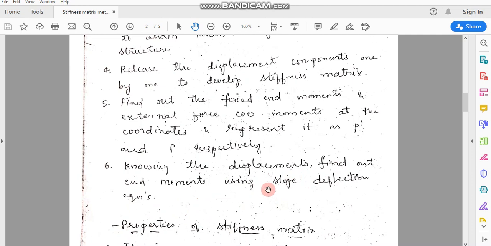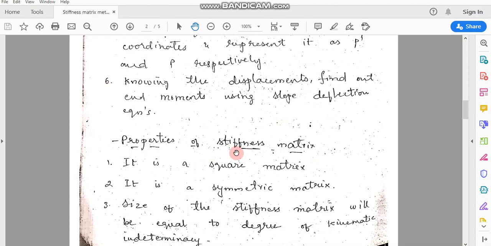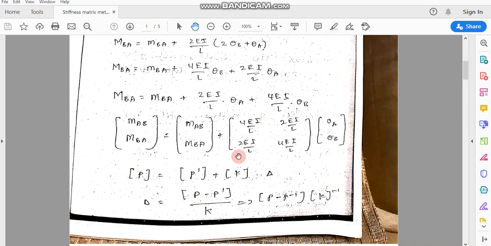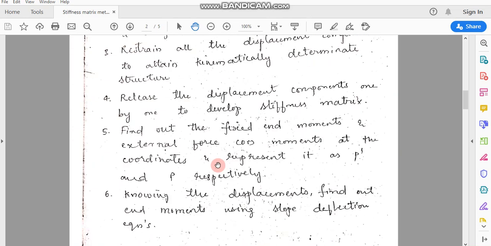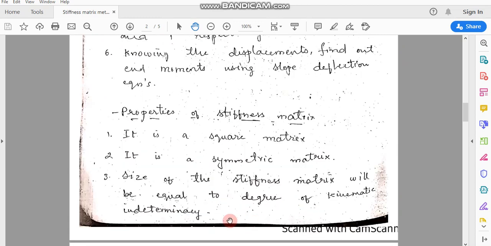Knowing all the displacements, find the moments using slope deflection equations. So finally we use the final slope deflection equations from the first unit of Theory of Structures 1. Later we'll go to the properties of the stiffness matrix method. It is a square matrix, and it is a symmetric matrix as well. You can see here that it is square as well as symmetric. The size of the matrix equals the degree of kinematic indeterminacy.